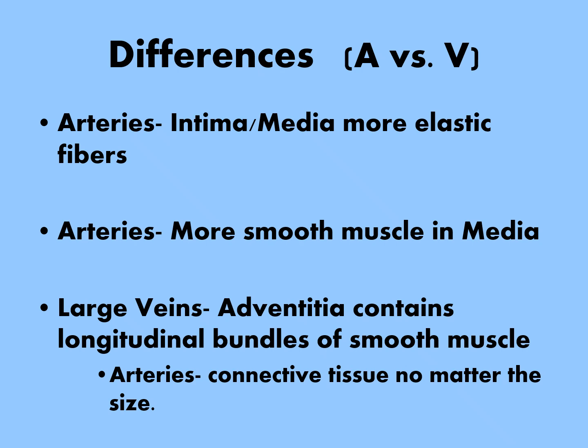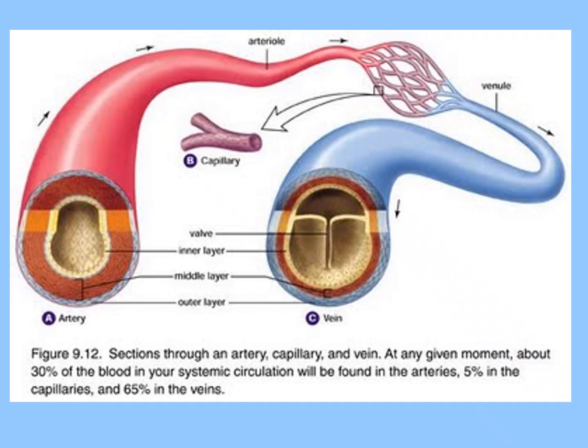Large veins contain longitudinal bundles of smooth muscle in their outer layer, or adventitia, whereas arteries only contain connective tissue in their adventitia, no matter what the size. Additionally, veins control flow with valves. The valves within veins are one-way.